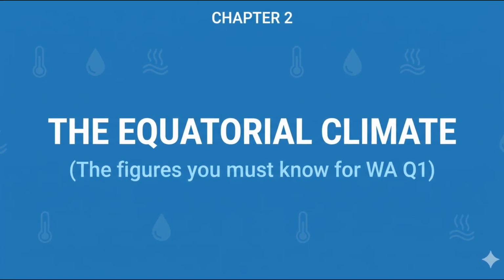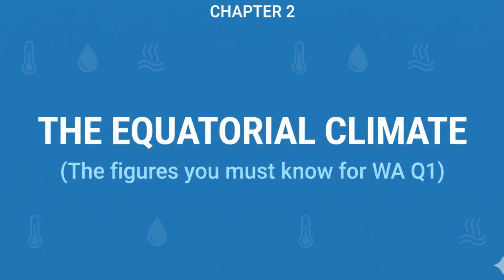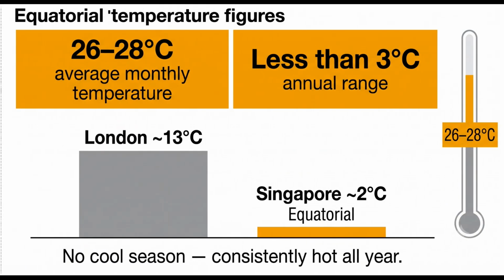Chapter 2, the equatorial climate, and the key figures you must know for WA. Question 1. Let us start with temperature. The average monthly temperature in an equatorial climate is 26 to 28 degrees Celsius. But what is more important for the exam is the annual temperature range, the difference between the warmest and coolest months. In an equatorial climate, that range is less than 3 degrees Celsius, almost no variation at all.